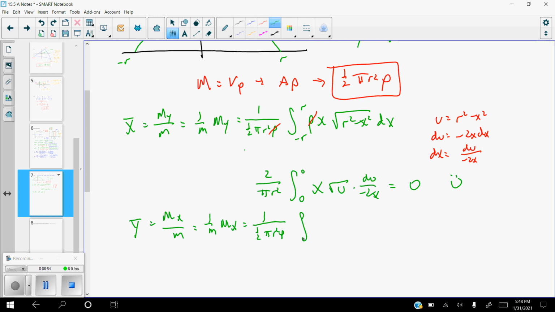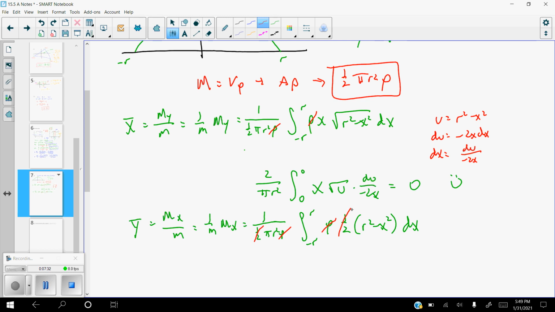So now that's going to be the integral. Still goes from negative r to r. But remember, this one is rho times 1/2 f of x squared this time, right? But f of x was the square root. So when I square the square root, I'm just going to end up with r squared minus x squared dx. So let's simplify. The rhos are going to cancel out. So technically I have a 1/2 on the top and a 1/2 on the bottom. Those are also going to cancel out.